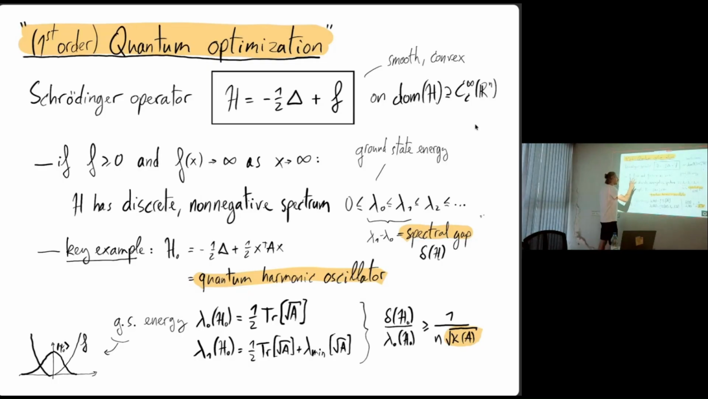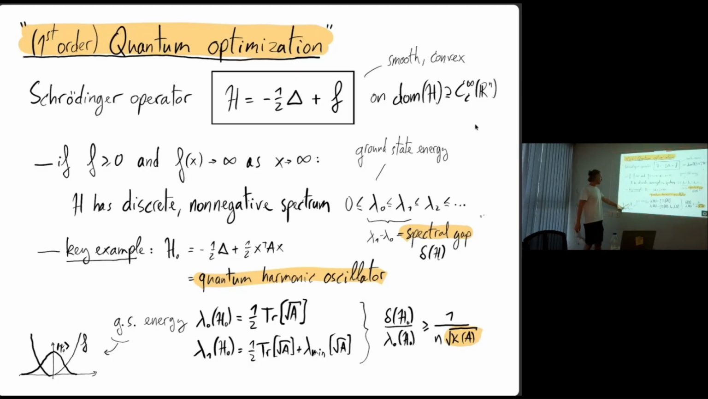So what can we say about it? We can exactly diagonalize it. We know what the eigenvectors are, we know what the ground state is, and we know what the energies are. So let me just summarize. The ground state energy is 1/2 the trace of the square root of A. If you take the square root of A, the ground state energy is the sum of the eigenvalues of the square root of A.